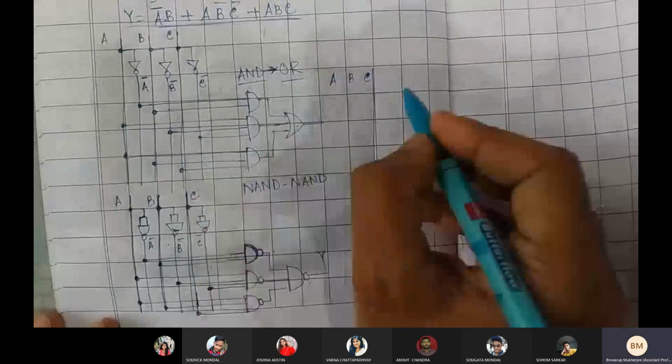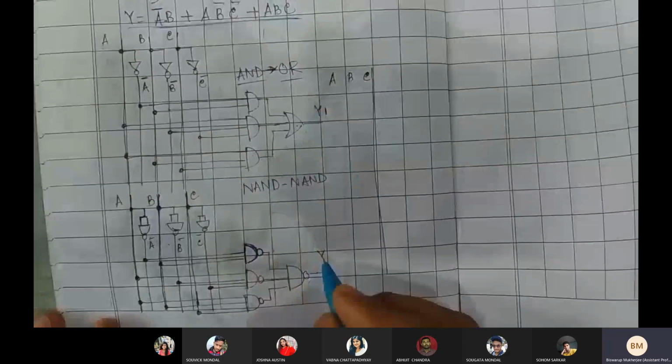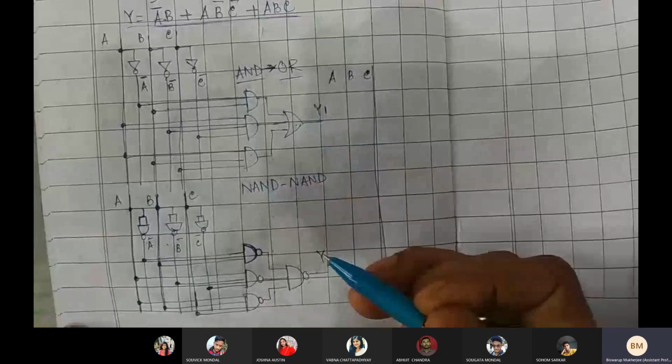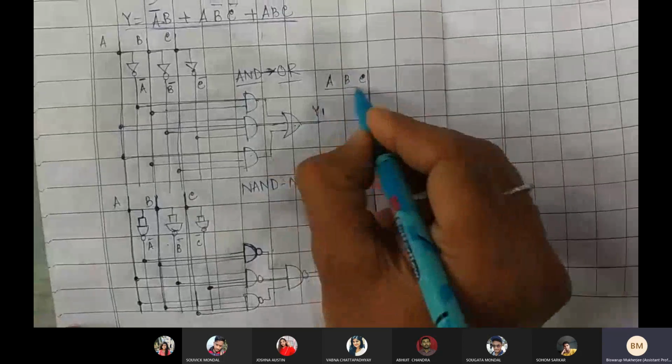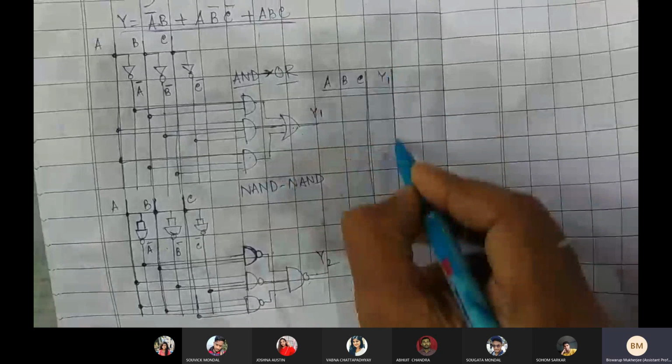So this is Y. Okay, so I am writing down maybe this one as Y1. I am writing down this one as Y2. I named this one Y1, and this one Y2. Maybe you may feel they are two different things. So let it be Y1 and the next one is Y2.